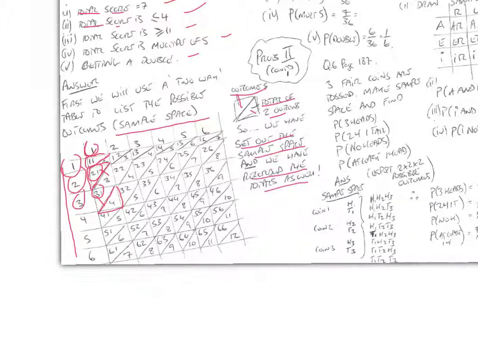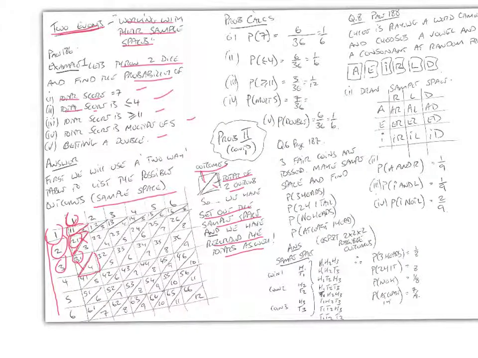Now we'll work with the probabilities. The probability that the total score is 7 is any of the boxes in the sample space where the total is 7, and there's 6 of those, so it's 6 in 36, which is 1 in 6. Where the total is less than or equal to 4, we'll count how many there are, and there's 6 in the grid here. Less than or equal to 4 is 6 in 36, which is 1 in 6 again.